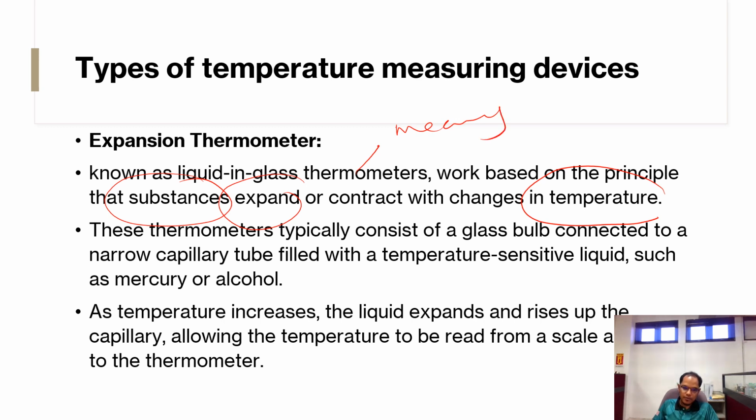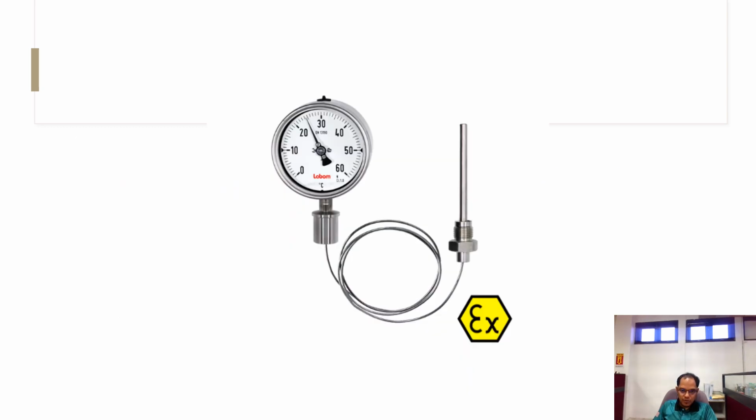Okay. This thermometer typically consists of a glass bulb connected to a narrow capillary tube filled with temperature sensitive liquid such as mercury or alcohol. As temperature increases, the liquid expands and rises in the capillary, allowing the temperature to be read from the scale. Maknanya bila dipanaskan, okay, the liquid tu expand and then naik, dan dekat kapilari tu kita letak ada scale. Kita tahulah berapa temperature tu. Itu ialah prinsip untuk termometer. Contohnya macam ni lah.